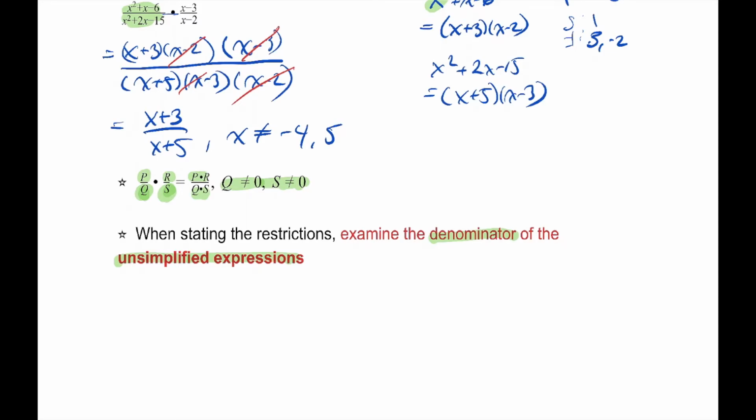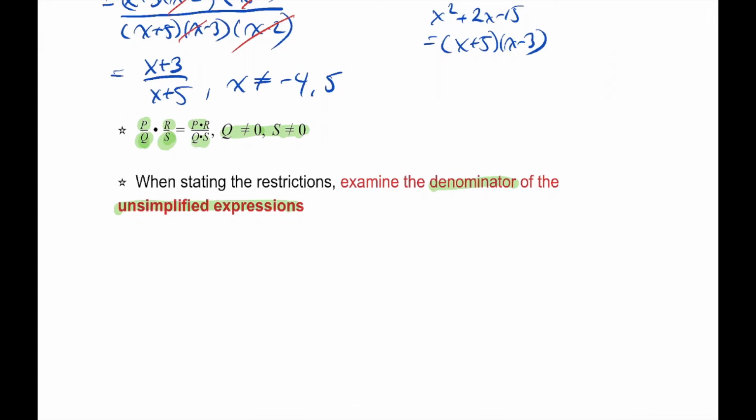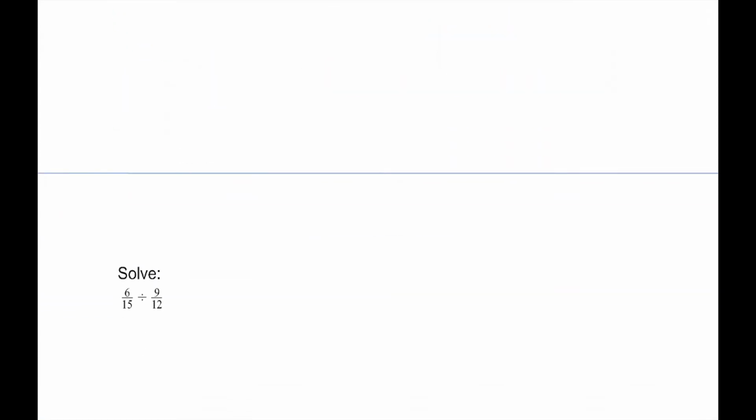We need to worry about the original expression. So let's look at dividing, and we look at it the same way. Let's start with some numbers. I can take the same strategy. I'm going to break this down to the prime factors. So it's going to be 2 times 3 over 3 times 5. That's what 15 breaks down to. Divided by, well, 9 is just 3 times 3. And then 12 factors to 2 times 2 times 3, because 12 is 4 times 3, and we break it down further.